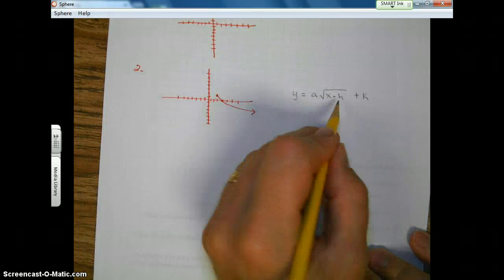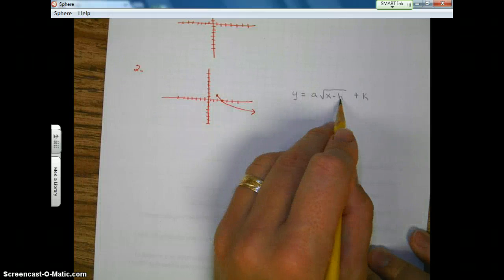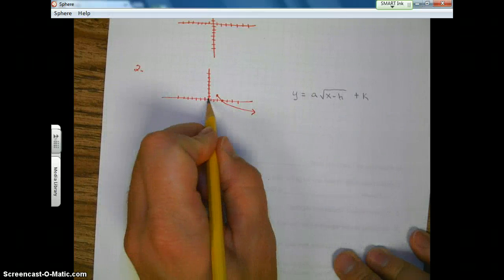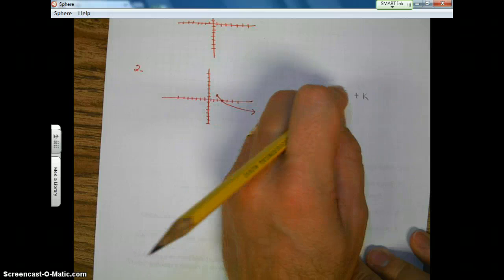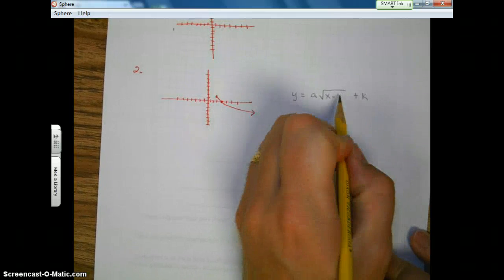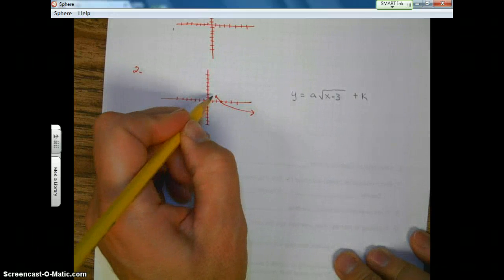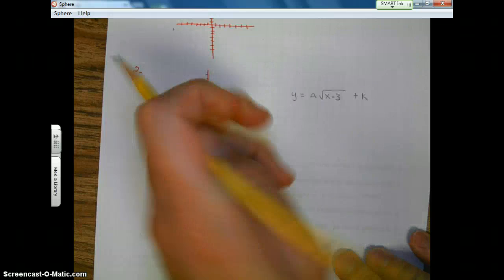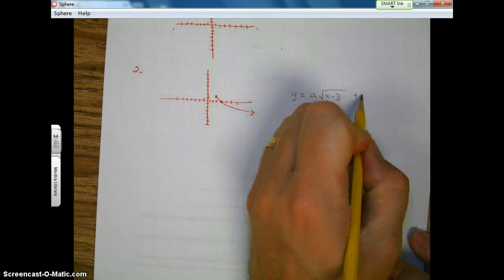So first of all, let's look for our translations first. So let's look for our left and right. So we went 1, 2, 3 units to the right. So this is going to be x minus 3. And then we went 1 unit up. So our k value is going to be plus 1.